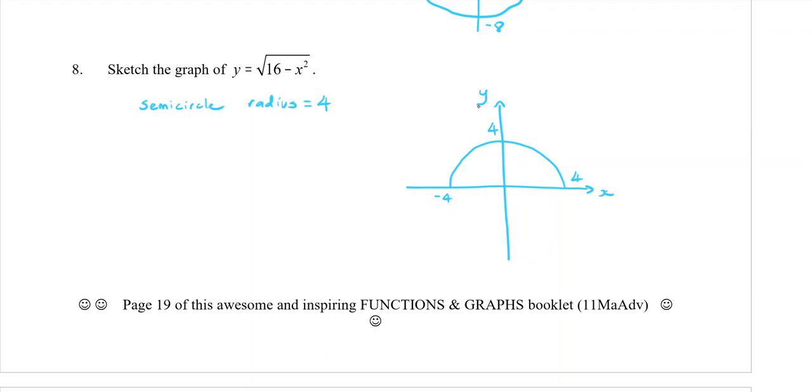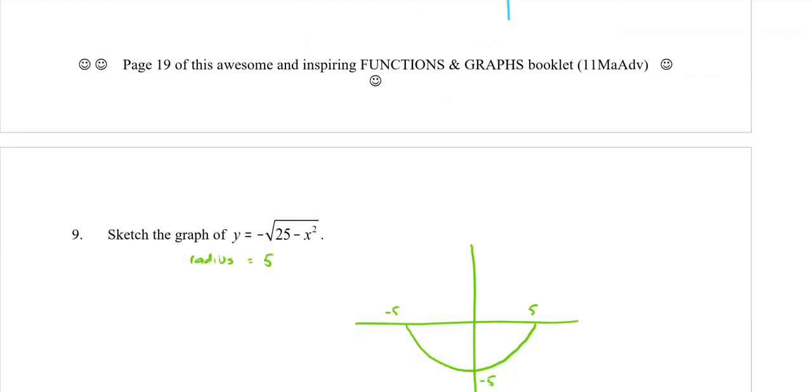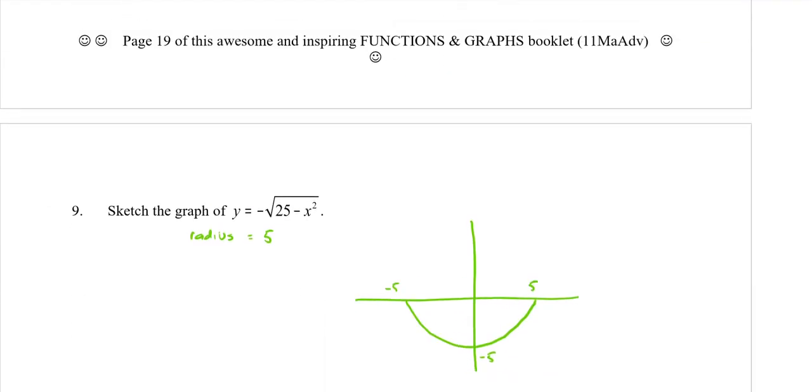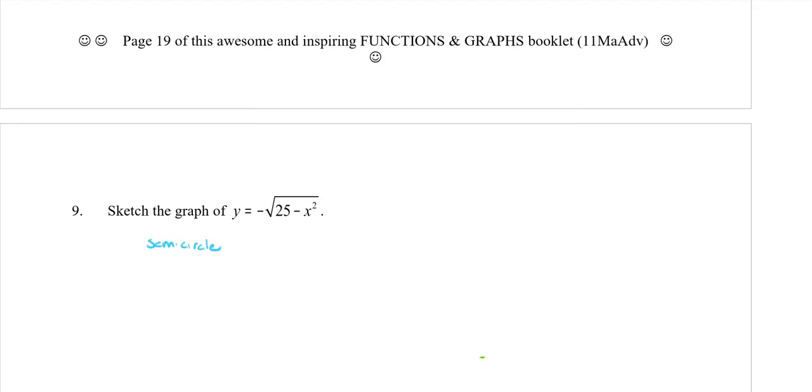Question 9. Sketch the negative square root of 25 minus x squared. So that is also a semicircle. That's right, and it'll be underneath. So radius is? That's right. We're getting faster now, aren't we? There we go. Oh, that was not a good semicircle. I better do that again. So -5, -5, and 5.